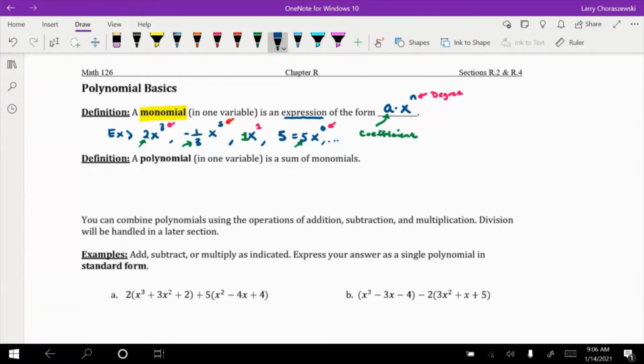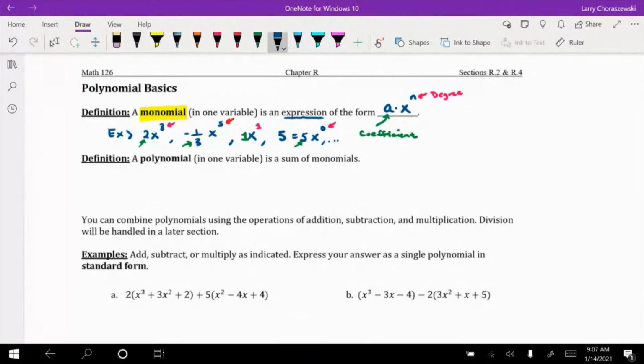Question? I forgot to ask last class. I never had this explained to me. Why is it that x to the power of 0, or a number to the power of 0, is 1? Well, there's a couple of ways of showing that.